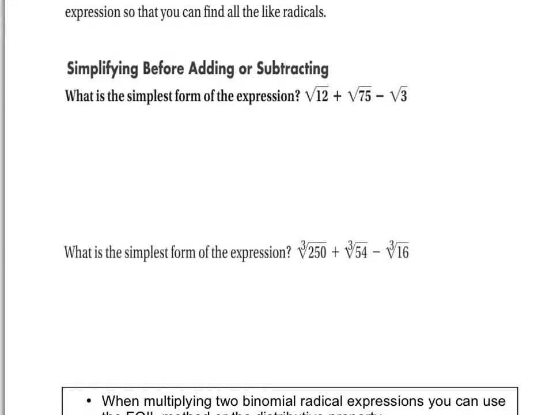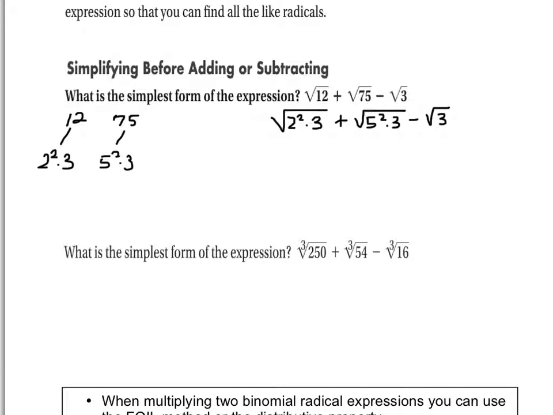For example, with the square root of 12, I know that 12 is 2 squared times 3. So essentially, this is the square root of 2 squared times 3 plus the square root of 75. 75 is 5 squared times 3, 25 times 3. So this is really the square root of 5 squared times 3. And then I can subtract the square root of 3 on the end, because there's no way to break down the square root of 3.